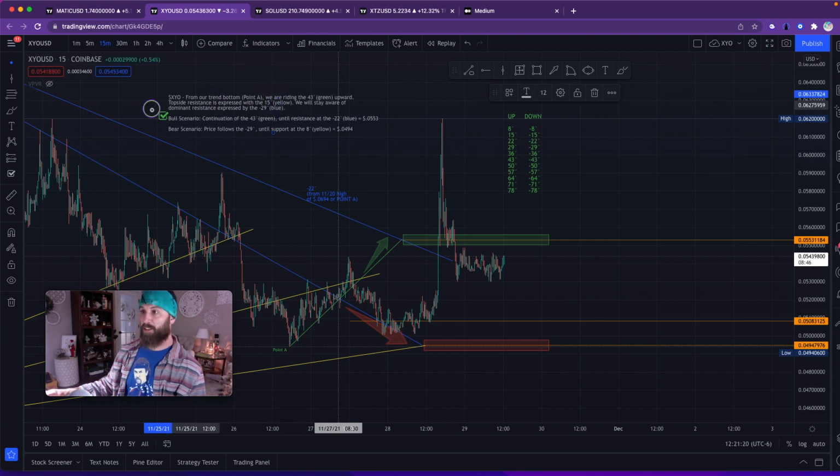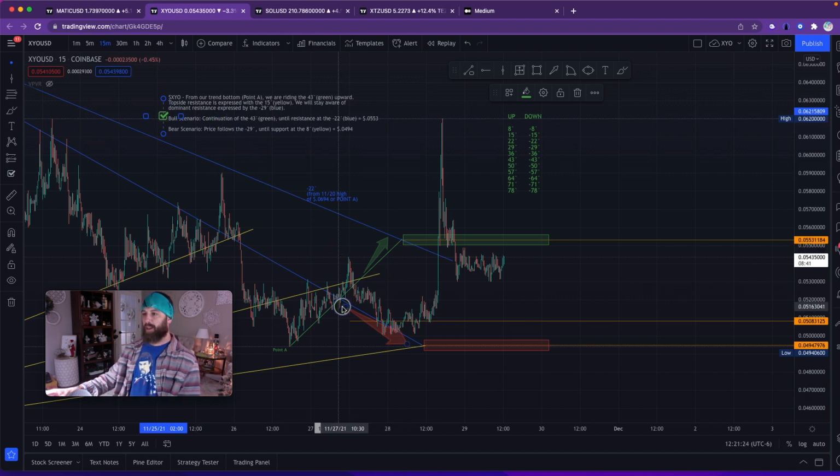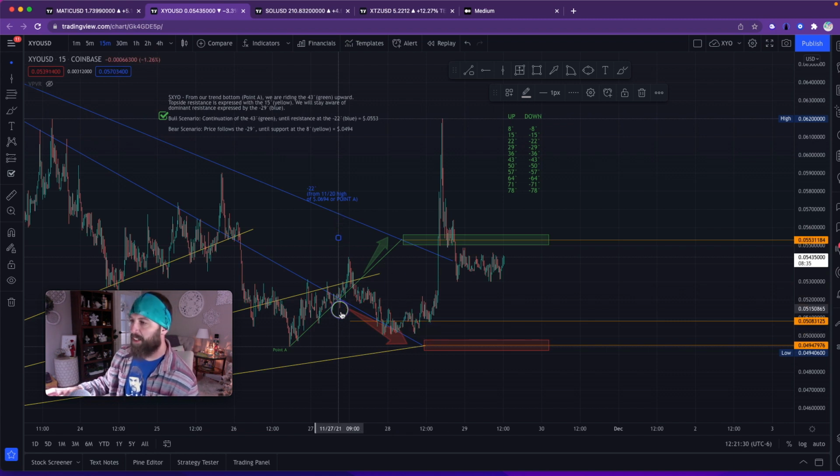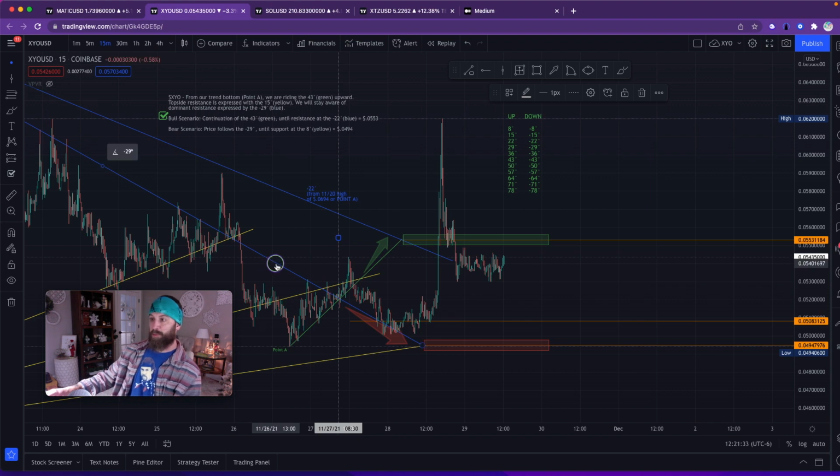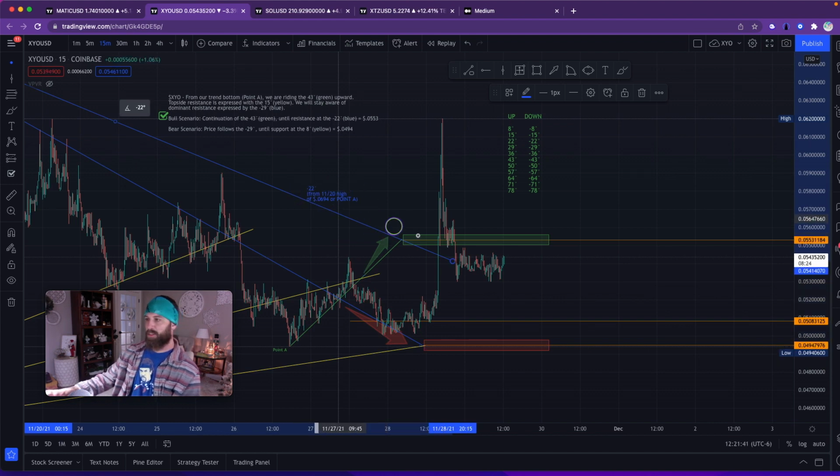So in regards to XYO, you can see that I checkmarked the bull because when I made this prediction right here on this timestamp, 11/27, I said that price was meeting up with this 29 and that we would progress either up to the 22, as you can see right here, and that would be our price level.